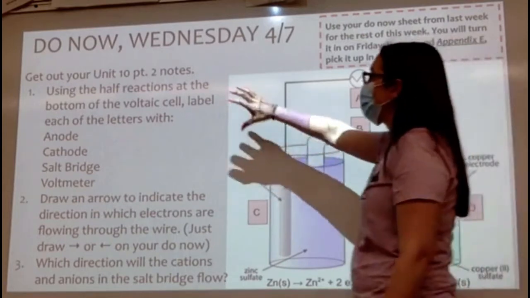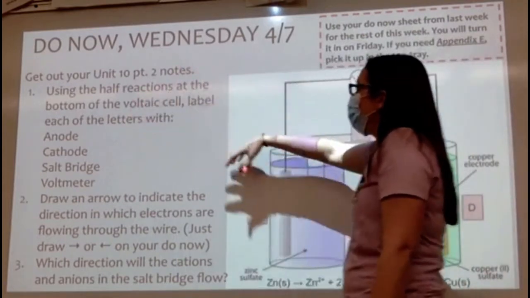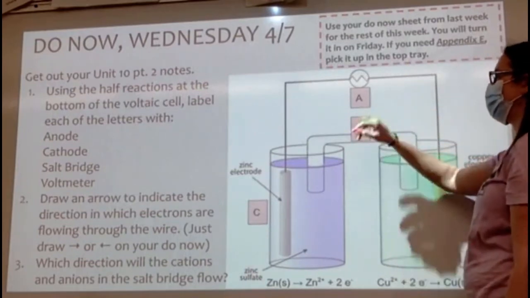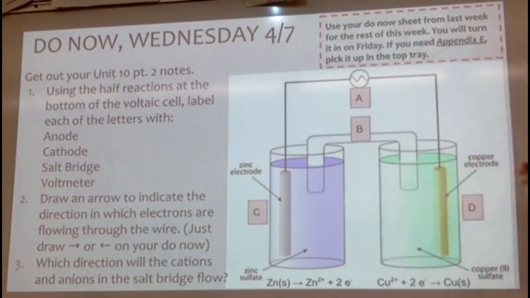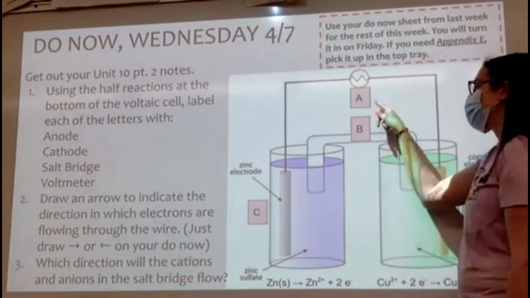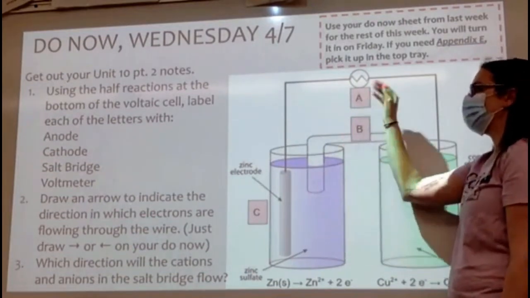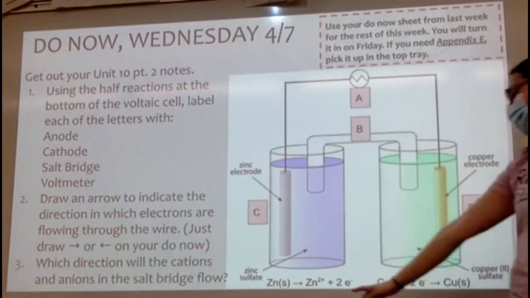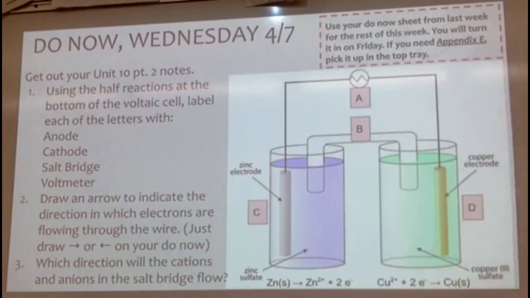So for number one, it says using the half reactions at the bottom of the voltaic cell, label each of these letters. So for number one, you'll have 1A, 1B, 1C, and 1D. And you're just labeling as anode, cathode, salt bridge, and voltmeter. If you notice down at the bottom, I gave you the half reactions.